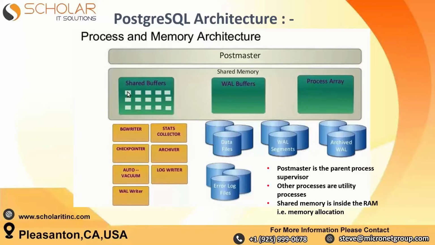Then you have background processes. How do the shared buffers get flushed to your data files? That happens through the background processes. If you see this BG writer, your BG writer is responsible for writing data from your shared buffers to your data files. Your WAL writer will write data from your WAL buffers to WAL segments.